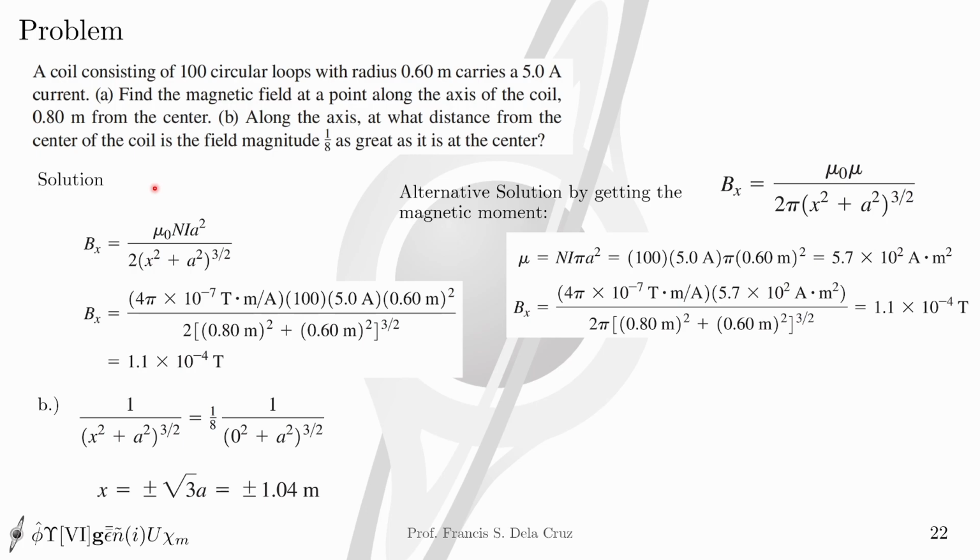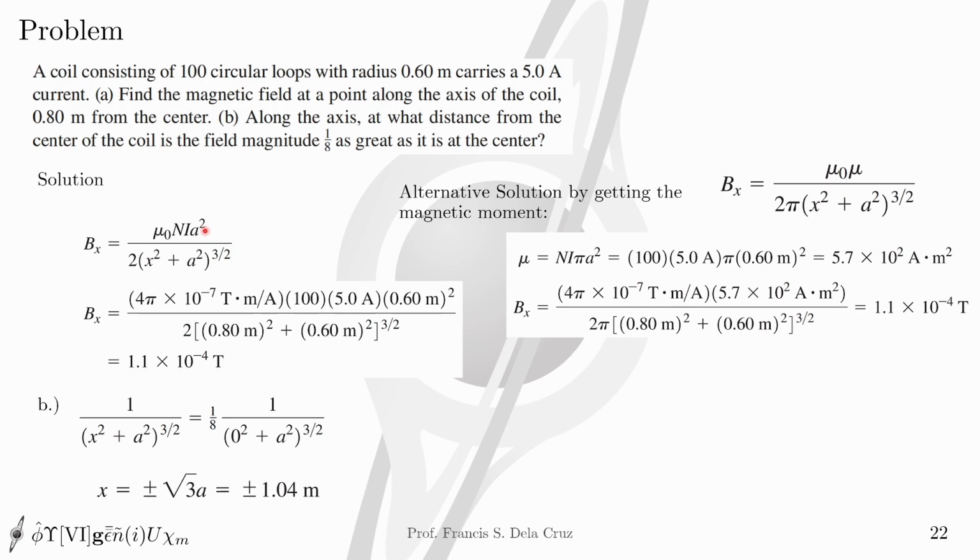So for us to solve letter A, we already solved for the magnetic field due to a circular loop of wire. And then you multiply it with N to get the total magnetic field along the axis of the coil, which is equivalent to mu naught N I a squared over 2 times (x squared plus a squared) raised to 3 halves. So for letter A, we just need to use this equation and substitute all of the given values.